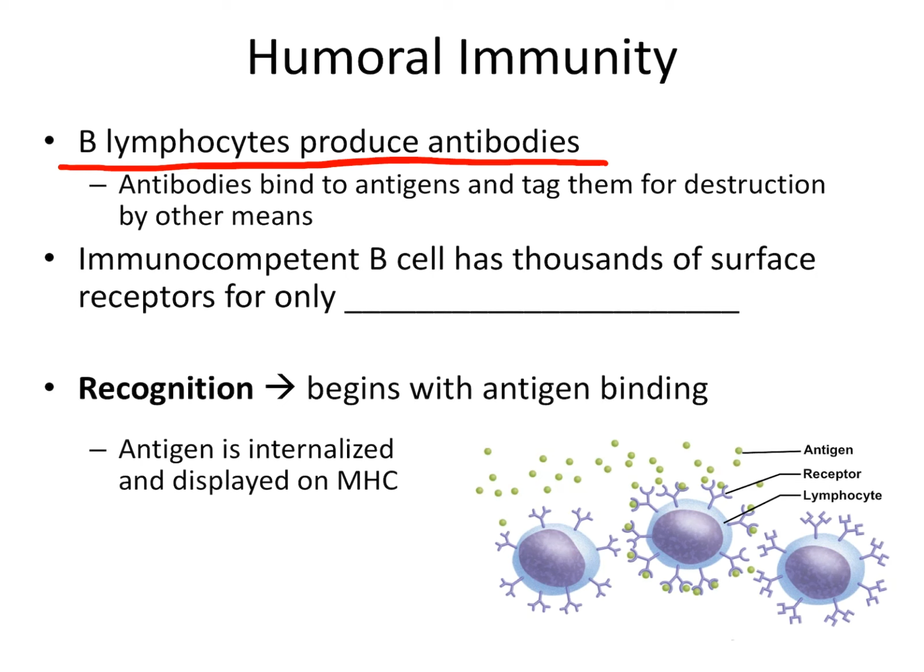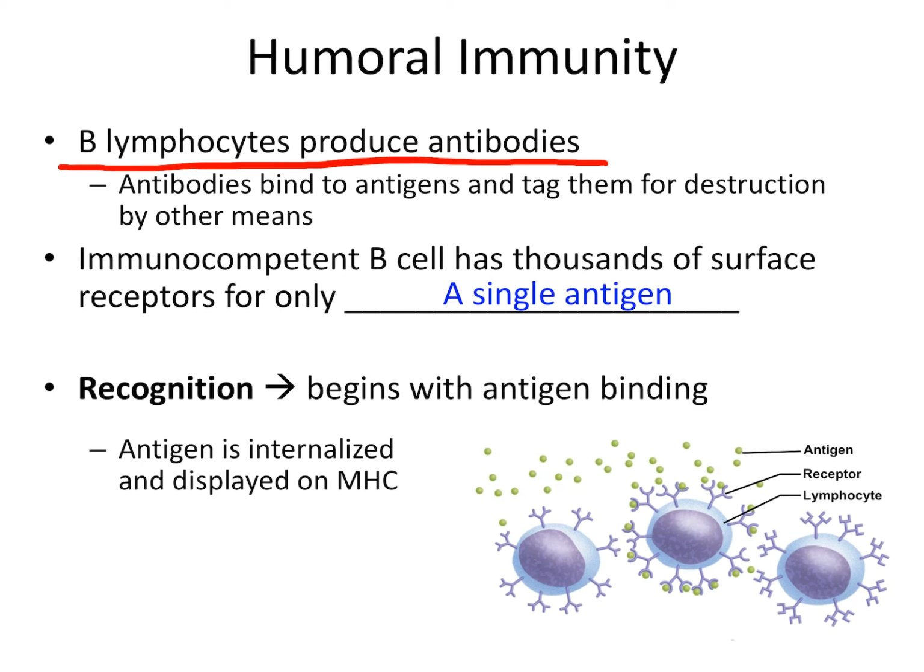So after our B cells are born and they go through this maturation and training stage, they essentially become immunocompetent, and they are going to have thousands of surface receptors for only a single antigen. Now, just like our T cells, an individual B cell is only going to be specific for a single antigen. And this, again, is going to depend on the sequence of the DNA that that particular cell is expressing.